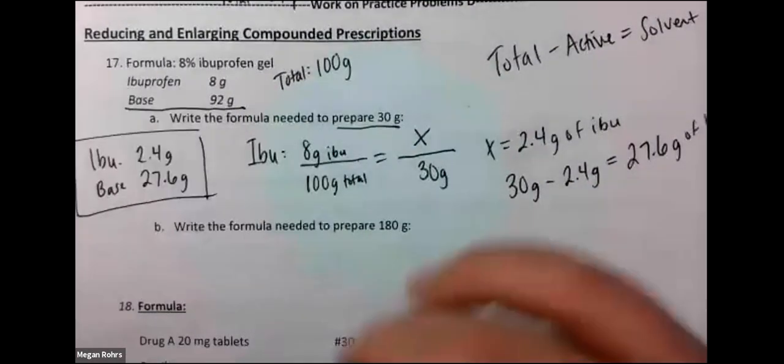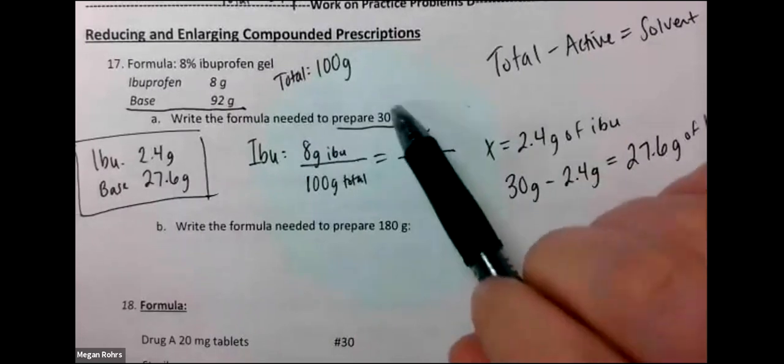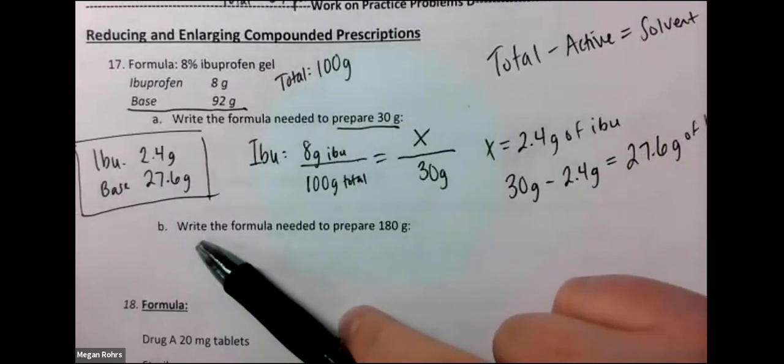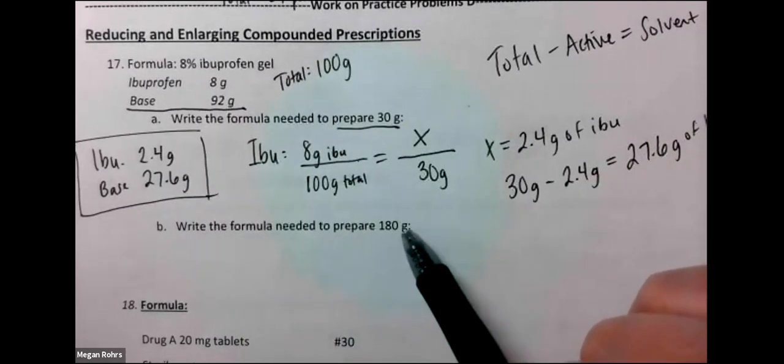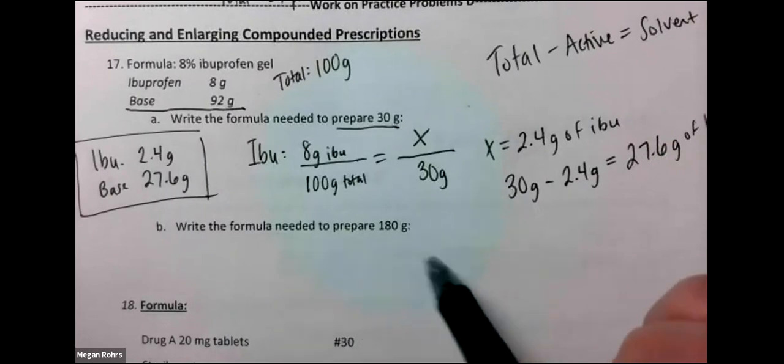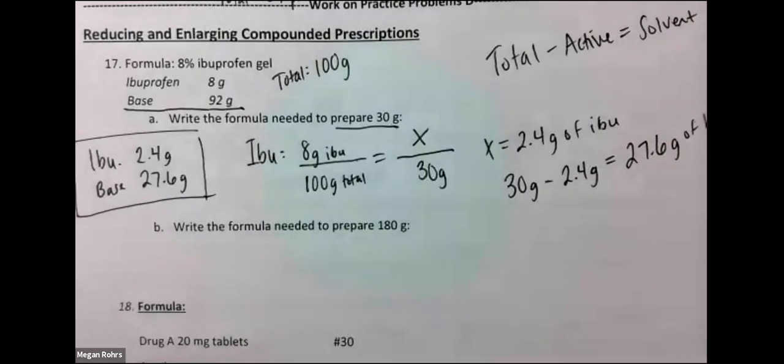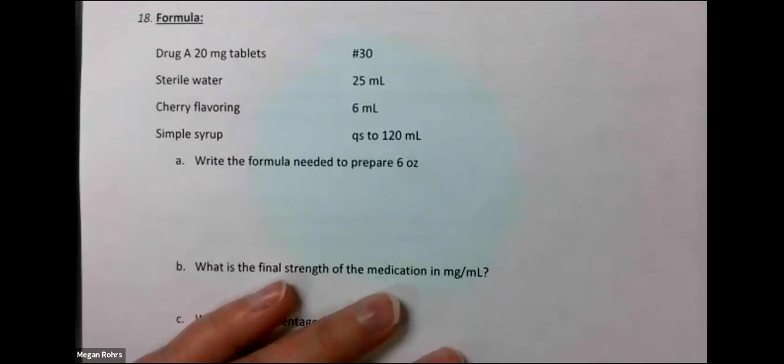Okay, so based on the example that we just went through to make 30 grams, I want you to do the same thing. Write a new formula to make 180 grams here. And then once you're done with that, you can move on to number 18.